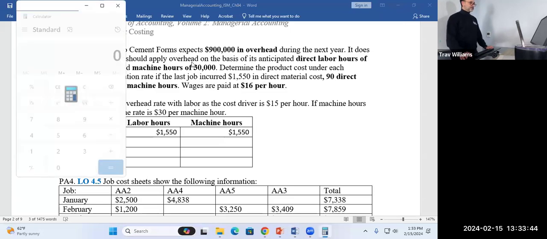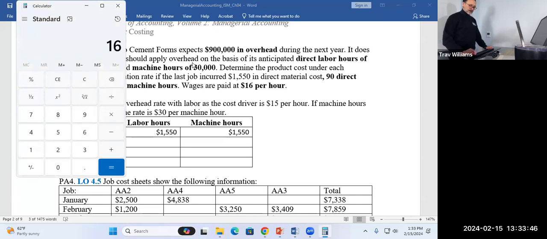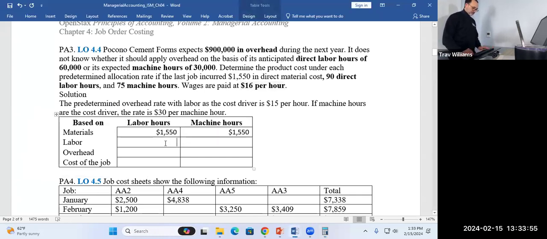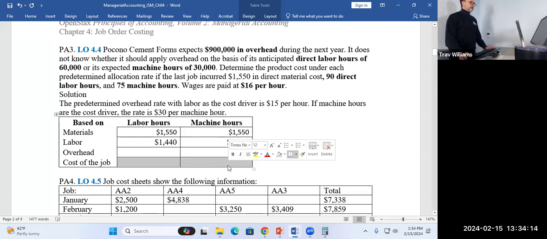Okay, so $16 per hour times 90 direct labor hours. Our labor costs are $1,440. And again, that's going to be the same in both scenarios. Right, because the only difference is we're trying to decide if we should base overhead on labor hours or machine hours. So let's calculate both. We'll come up with a total cost for the job in both scenarios.